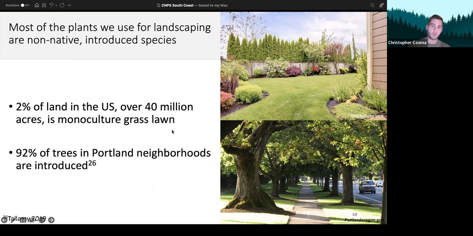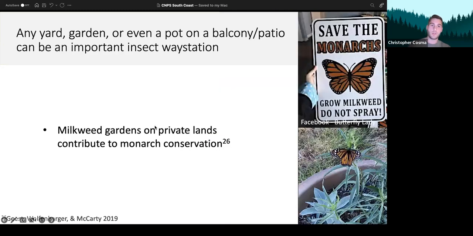And so we have a lot of work to do in the places that we directly have control over. And what this really means is that any yard, any garden, even a pot on a balcony. So here, these monarch pictures are from just a pot on my balcony. I know many of you have probably also planted milkweeds for your monarchs.